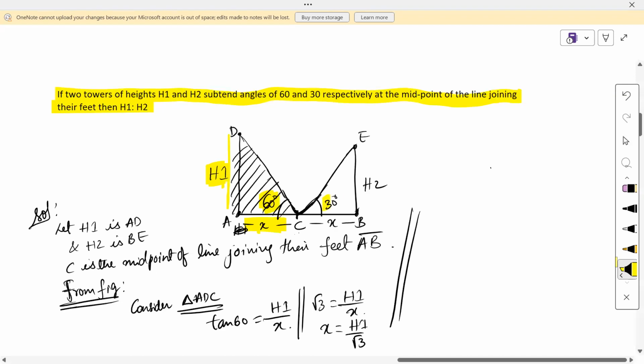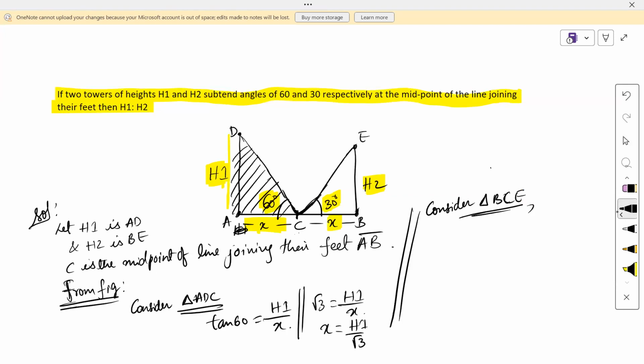Now you see the next triangle. 30 degrees, and for 30, h2 is opposite and x is adjacent. So opposite by adjacent is again tan theta. So tan 30 degrees. Consider triangle BCE. Apply that trigonometric ratio. Tan 30 is equal to h2 by x. What is tan 30? 1 by root 3. So 1 by root 3 is equal to h2 by x. Again, transpose this x to here and root 3 to here. So x is equal to root 3 into h2.